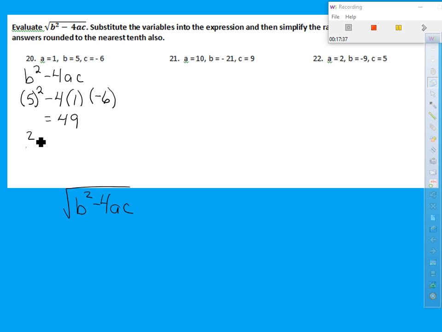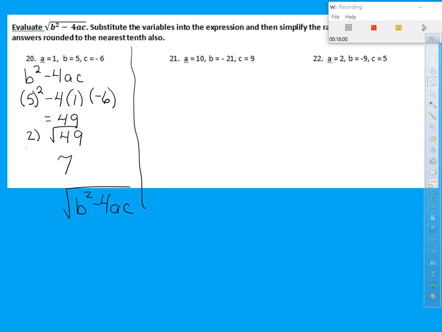My second step then, I'm going to think of this as the square root of 49. And the square root of 49 happens to be 7. So I'm going to do number 21 and 22 with you, and then I'm going to shut it down. That'll be all I'm going to do on the video. Should make the video a little less than 20 minutes, so that's not a bad video.